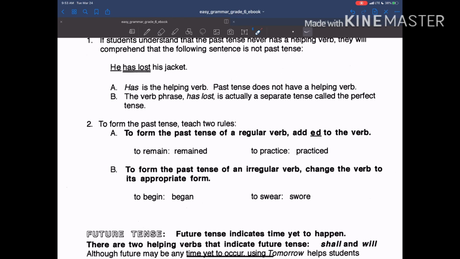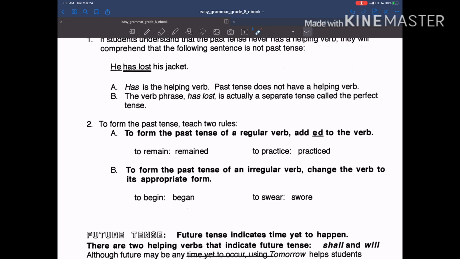Okay? He has lost his jacket. That is a helping verb. This cannot be past tense because it has a helping verb. This is actually a separate tense called the perfect tense. Okay? And we're not learning that today, so we don't need to worry about that. But you do need to know that it has a helping verb, so it is not past tense.